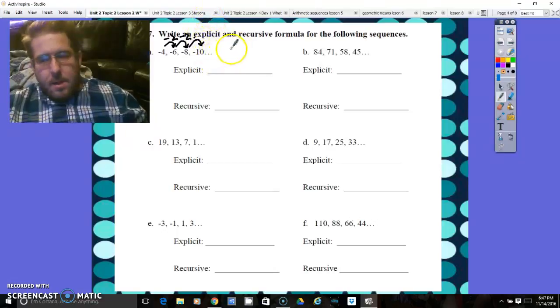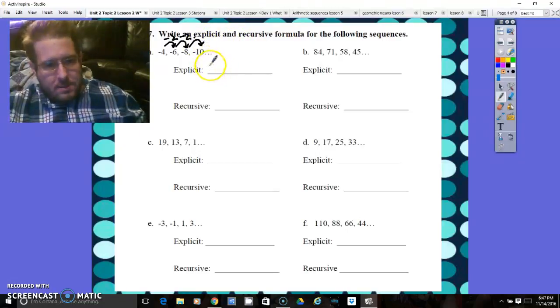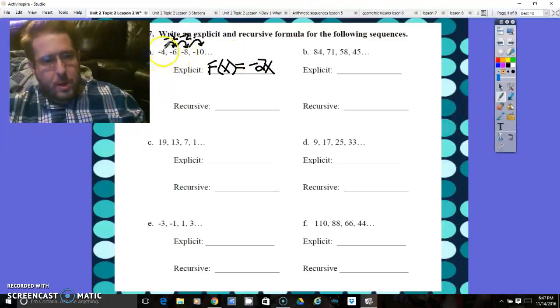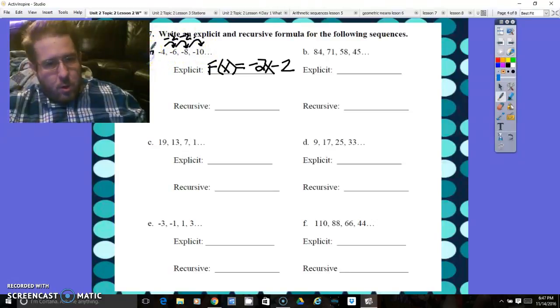Because an arithmetic sequence always has a common difference, and a common difference means it's adding by a certain number. So that means f of x, let's use function notation. f of x is equal to negative 2 times x plus the starting point. Well, what would have come before negative 4? That would have been negative 2. So if I go backwards, I'm adding 2. If I add 2 to negative 4, that means the 0th term would have been negative 2.